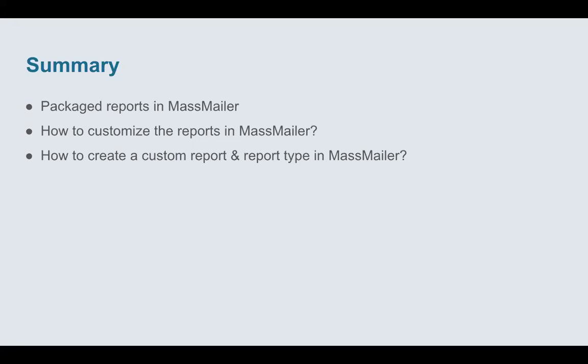Perhaps one of these days, I would talk about the objects in MassMailer, some that are visible on the screen and some maybe not visible. But it's good to know at least the high-level objects that we have in MassMailer and how they are related to each other. So as part of this webinar, I'm just going to cover what reports we have in MassMailer, how to customize the reports, and also how to create a custom report type in MassMailer. Again, pretty easy, nothing really complicated. As long as you have a little bit of knowledge about Salesforce reports, you should be good.